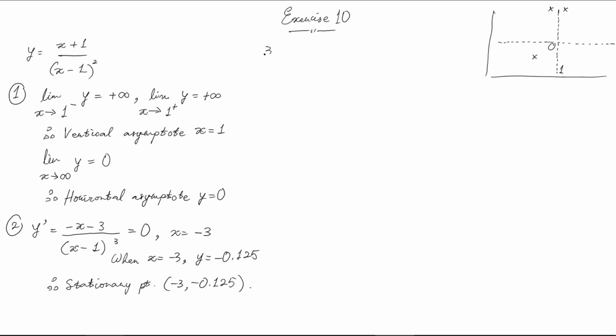Okay, so let's go to number 3, which is finding the intercepts. So when your x is equal to 0, then you get (0 plus 1) over (0 minus 1) squared, it is simply a 1. So you get (0, 1). And when your y is equal to 0, then x plus 1 equals 0. So you just simply have (-1, 0). So those are the intercepts.